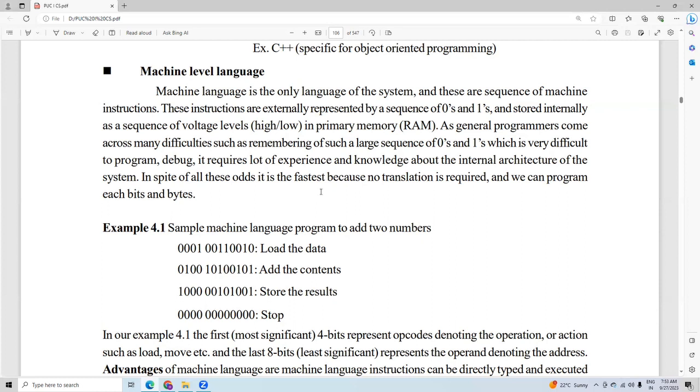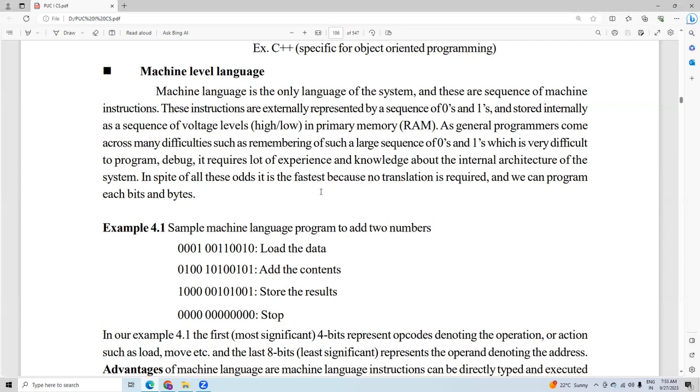As a general rule, programmers come across many difficulties, such as remembering such large sequences of zeros and ones, which is very difficult to program and debug. It requires a lot of experience and knowledge about the internal architecture of the system. See, earlier we were using machine language to develop software.